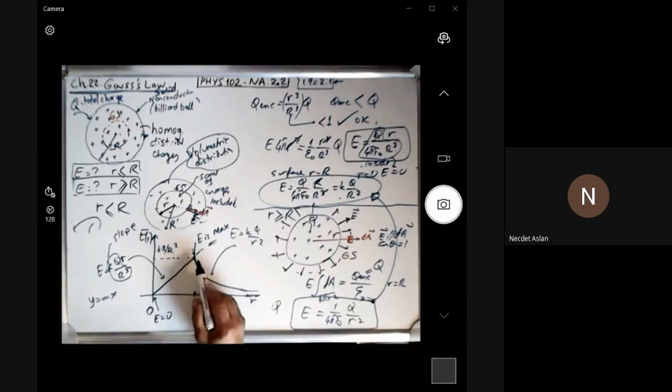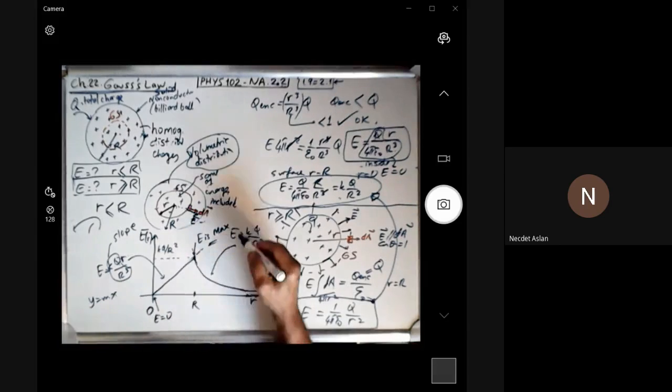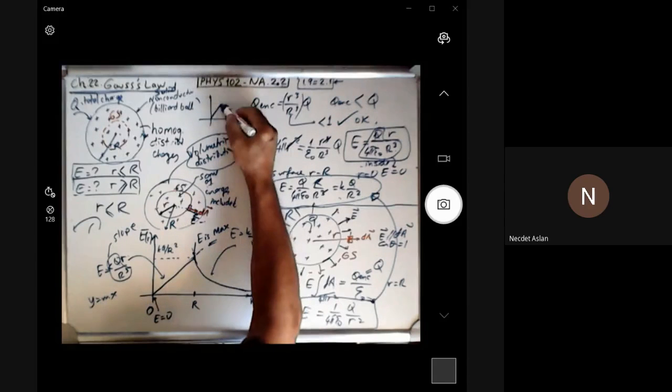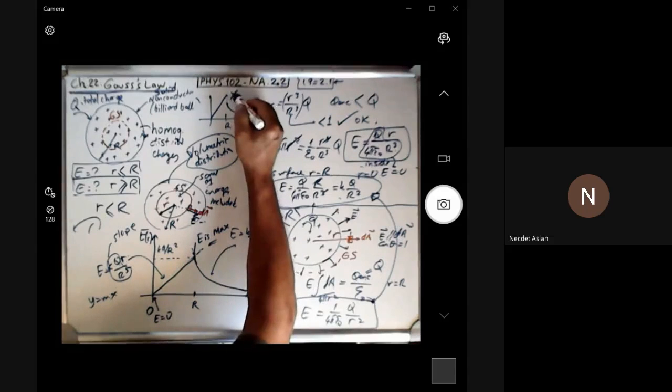Sorry. So the electric field is to be continuous on the surface. So it cannot have a shape like that. Suppose we have capital R, electric field goes here, and then right after that it drops like that. So there is a discontinuity. There is no way. So this is not physically allowed.